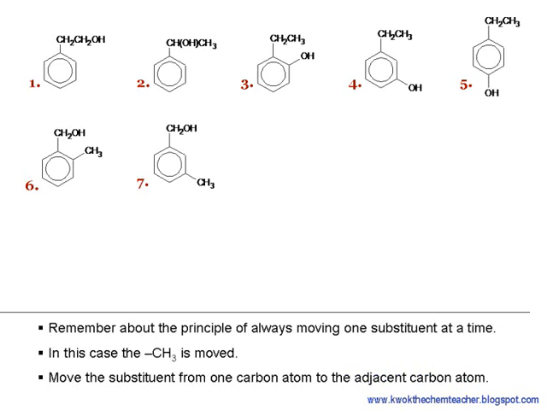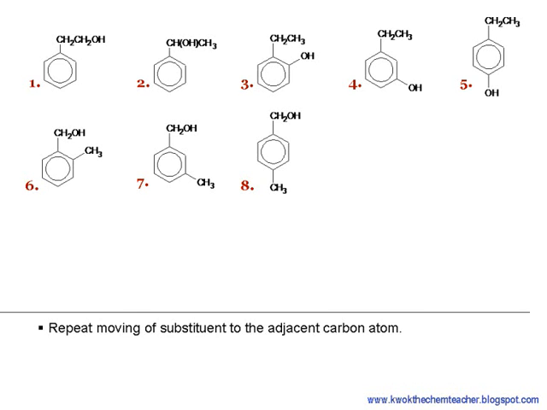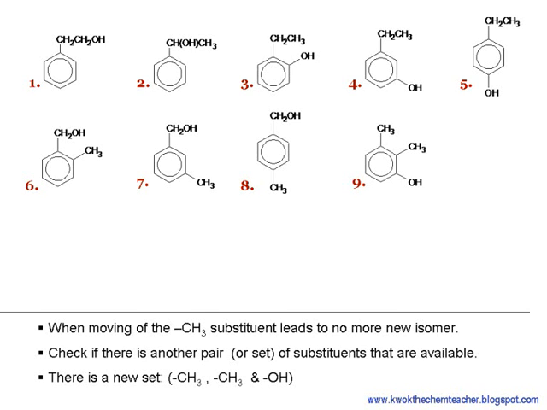This time round, we will move the CH3 substituent, which is the methyl substituent, to the adjacent carbon atom. We repeat moving the methyl substituent to another adjacent carbon atom to obtain the 8th isomer. When we realize that moving the methyl substituent leads to no new isomer, we will check for a new set of substituents that is available. There is a new set.